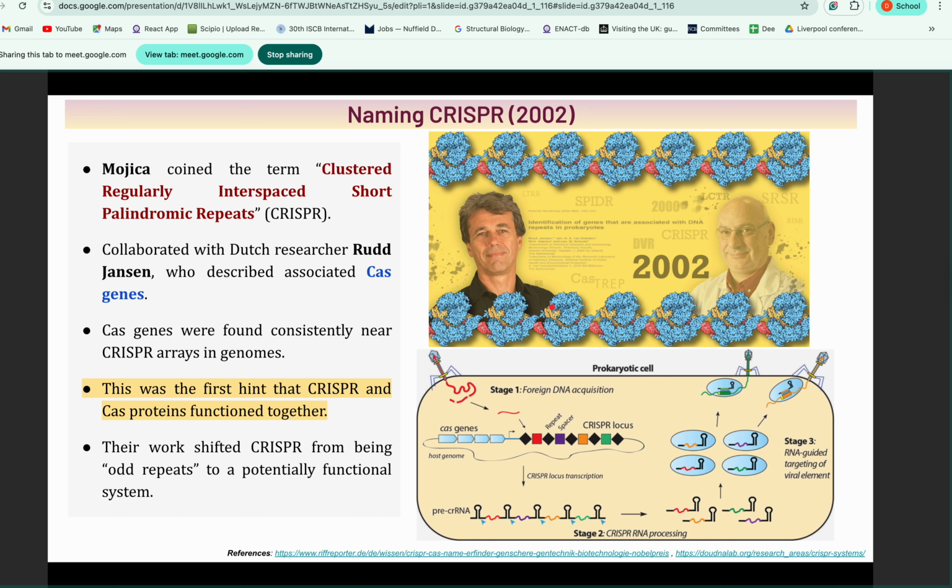So these are the two scientists, and in 2002 they gave the term CRISPR, and they also identified the Cas9 genes. So in this cell, it's a prokaryotic cell. So it shows how the CRISPR-Cas9 system works.